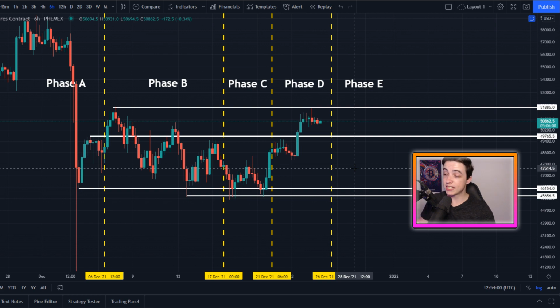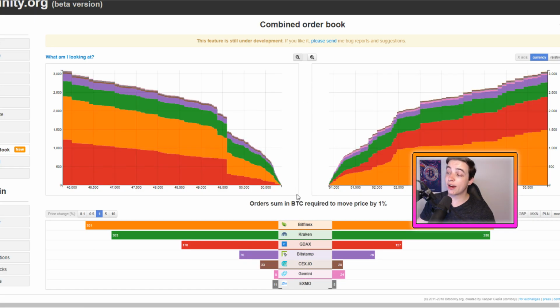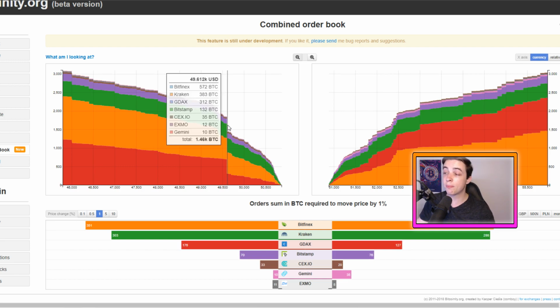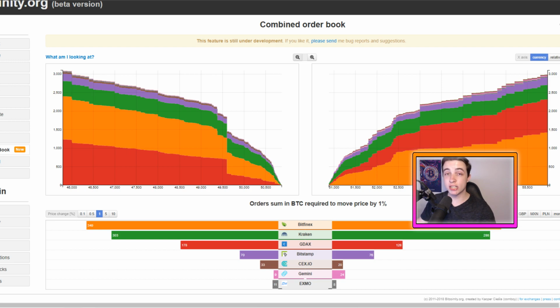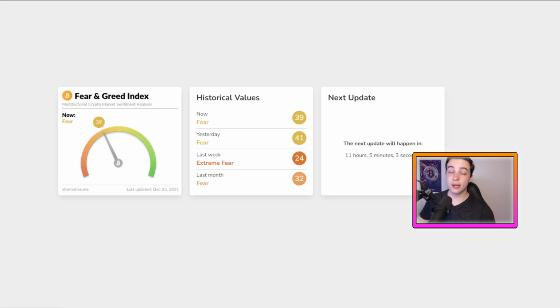And the reason why that's interesting is because if we look in the Bitcoin order books across all of these exchanges, right now we are seeing a huge buy wall coming in at around 49.6K. So if you're looking at possible support levels to the downside, that is one that I would be looking at, around 49.6 to 49.7K.